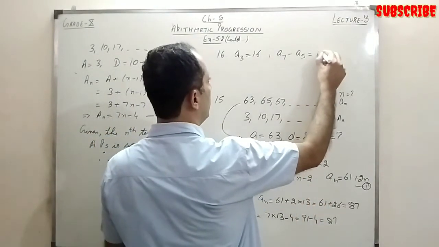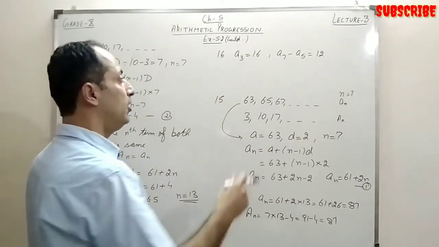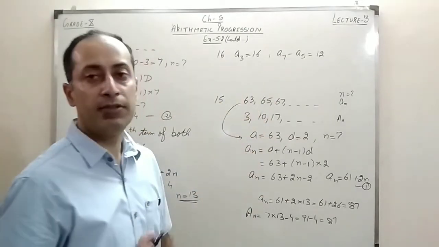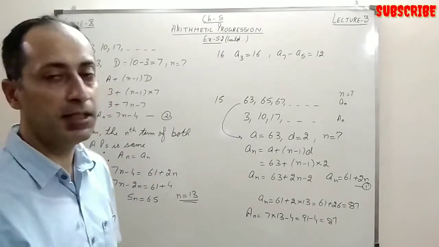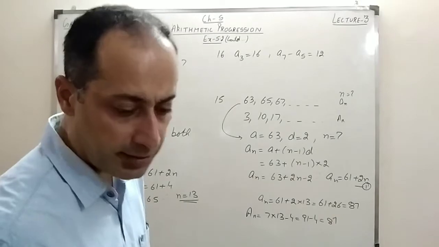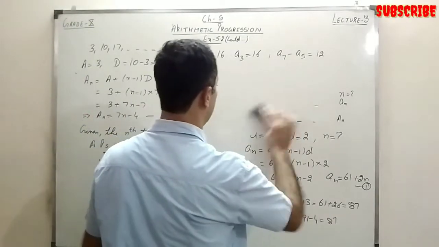Now using this relation you can find the common difference, and then you substitute the value of D in this, you can find the first term. And then you can find the AP: the first term, second term, third term is obviously given, right? And let's see the 17th question of this exercise now.